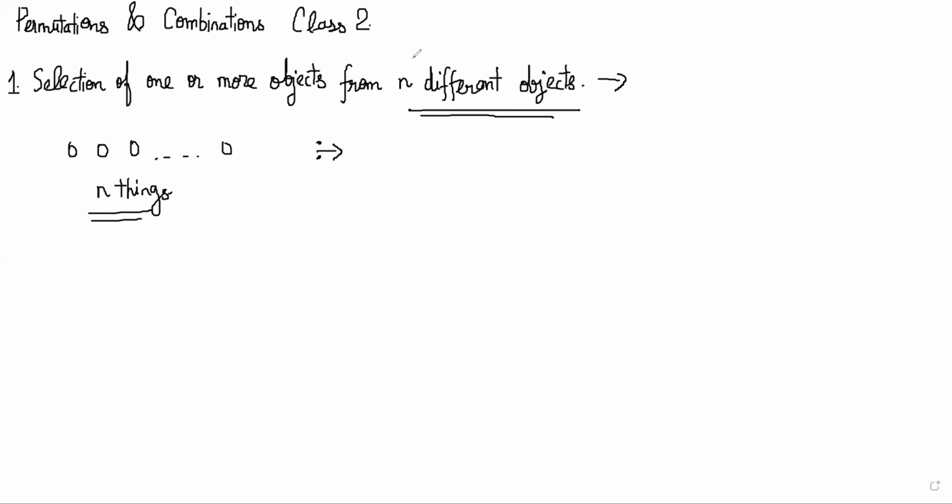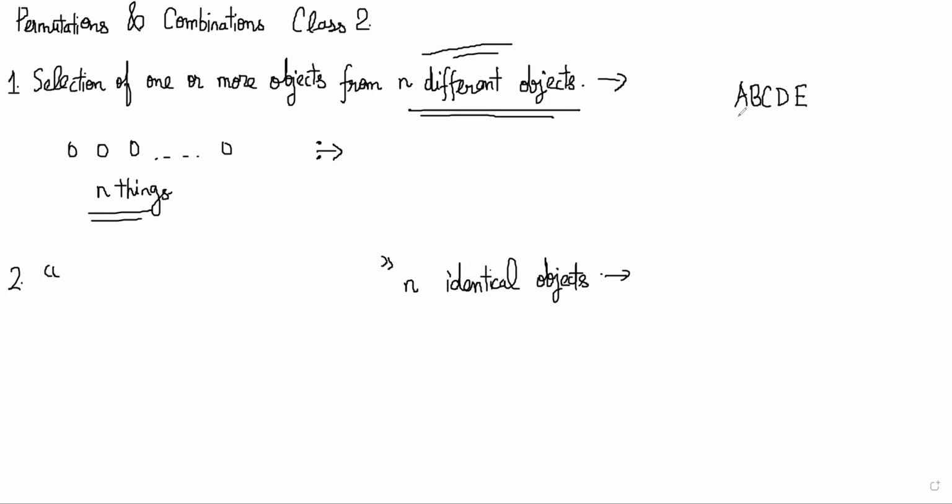We are underlining the different objects part because that is crucial. If you were selecting one or more objects from n identical objects, that would be completely different. Here, if I have A, B, C, D, E, these are the n things, five things, and you select one or more letters out of this, the number of ways to do that will be different from if I had identical letters.